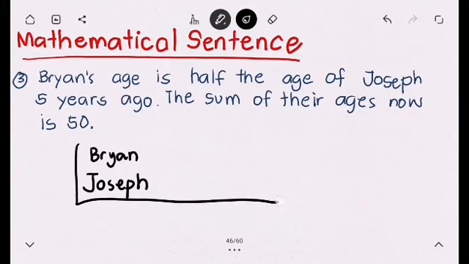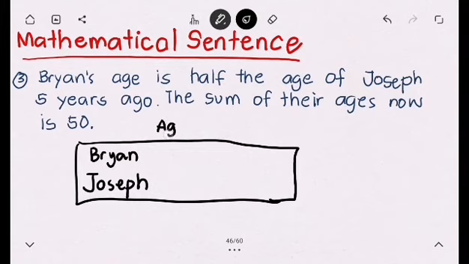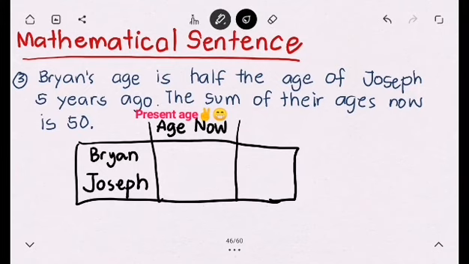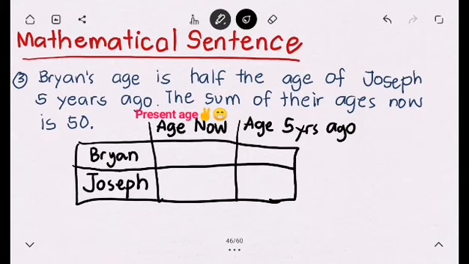Okay. So, yung pangalawang column, let's say ito yung column para yung sa edad nila ngayon. And then yung pangatlong column, ito yung age 5 years ago. So, ano yung edad nila 5 years ago? Okay, so sabi dito sa sentence, analyze natin. Brian's age is half the age of Joseph 5 years ago.